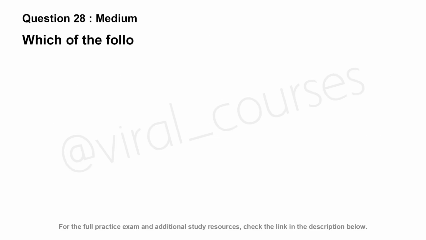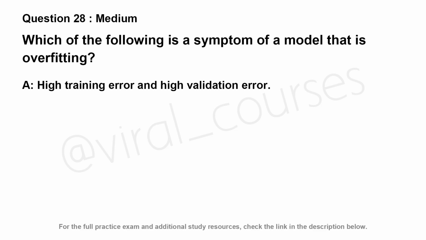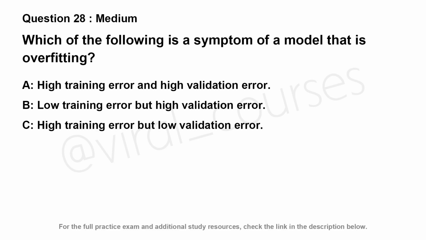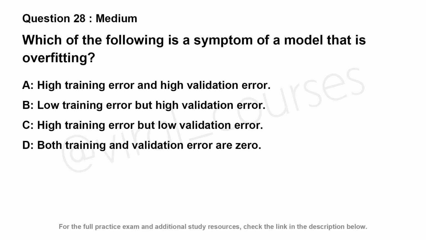Which of the following is a symptom of a model that is overfitting? Option A. High training error and high validation error. Option B. Low training error but high validation error. Option C. High training error but low validation error. Option D. Both training and validation error are 0.